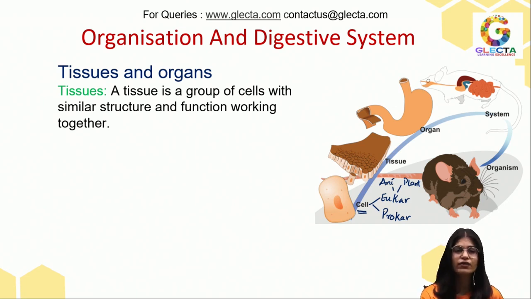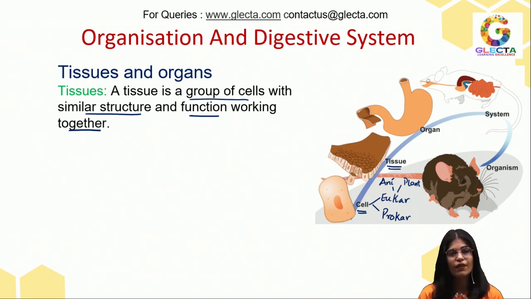Now what happens when a lot of cells work together, performing the same exact function, coming from the same origin, which means they're coming from the same stem cell? In those conditions, these cells will form a structure which is known as a tissue. So a tissue is a group of cells with similar structure and function that work together for a simple kind of function. For example, muscles are tissues. They are muscle cells that work together to contract and relax different parts of the body, and all together they are known as muscle tissues.